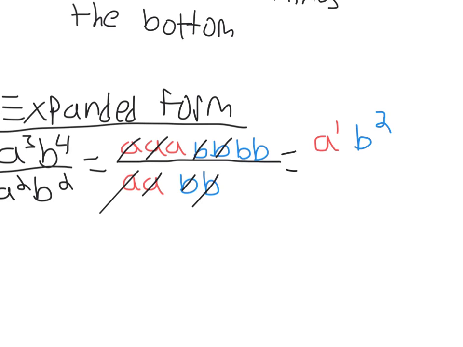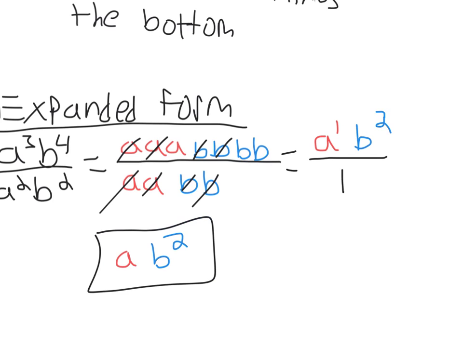Okay, and then you can put a fraction bar if you want, but it's really not necessary on this problem because since we don't have anything left on the bottom, all the a's and the b's canceled out, we just have a 1. And we know anything divided by 1 is itself. So this is the same thing as saying a to the first and b to the second. And once again, you can actually erase this 1 if you want to. You don't need to put that there. Okay, so there's our answer.